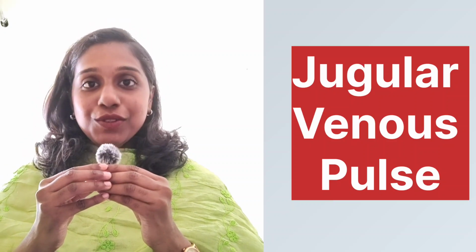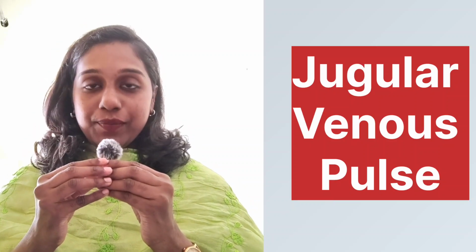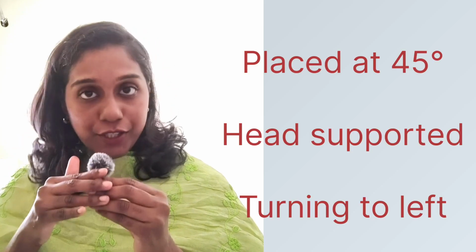Hello, I'm Dr. Neetu. Today I'm going to discuss the jugular venous pulse, or JVP. The right internal jugular vein, superior vena cava and the right atrium are in continuity. So the height of the JVP reflects the right atrial pressure.